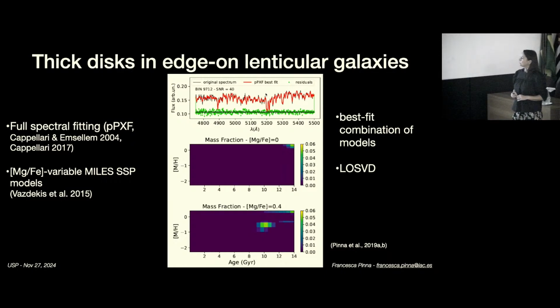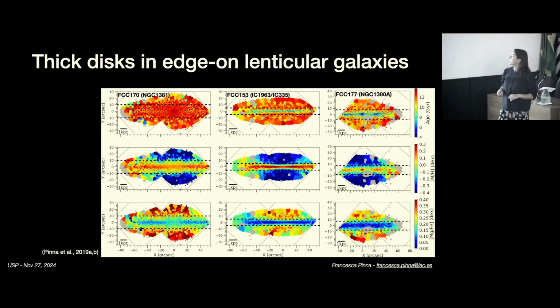For these studies, I used the magnesium-over-iron variable version of the MILES single stellar population models, because I also wanted to extract the magnesium-over-iron abundance, as I said at the beginning, this is an important property for thick disks. So from the best fit combination of models, we can extract the stellar population properties, and I obtained these maps.